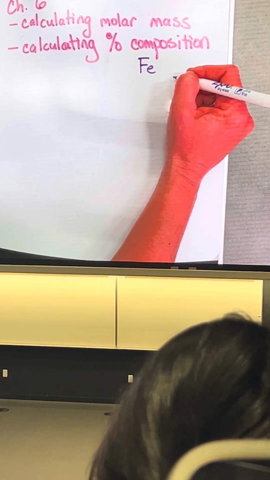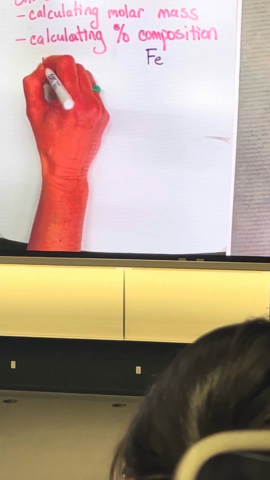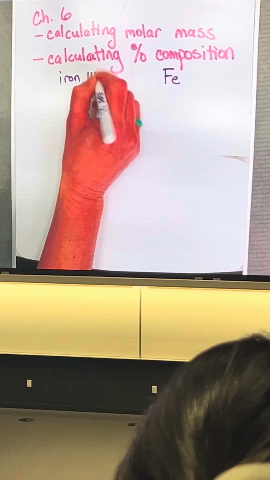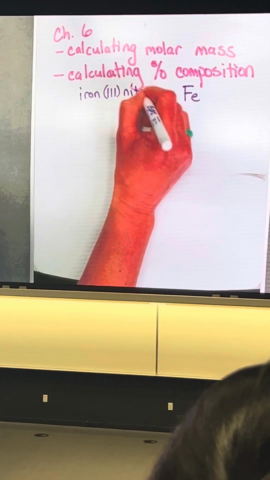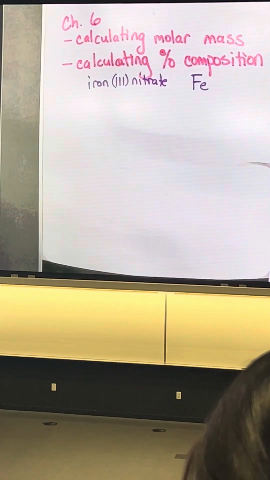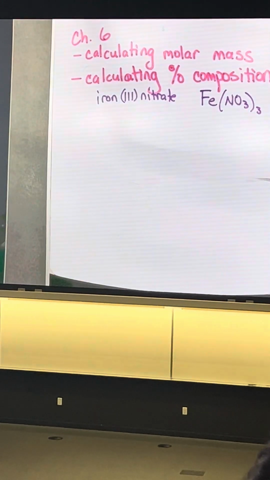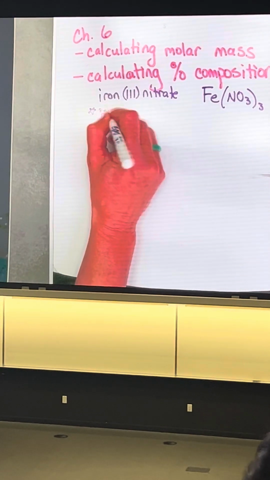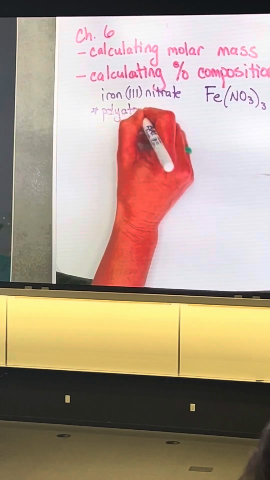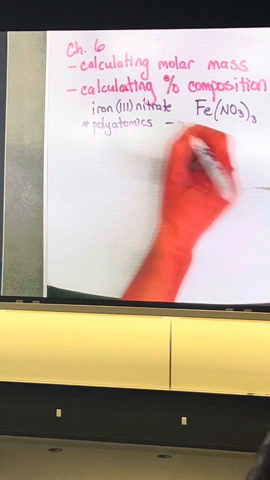iron 3 nitrate. And that's all I tell you, iron 3 nitrate. You have to know what that looks like. It looks like this. So you need the polyatomics. You need to know how to name.